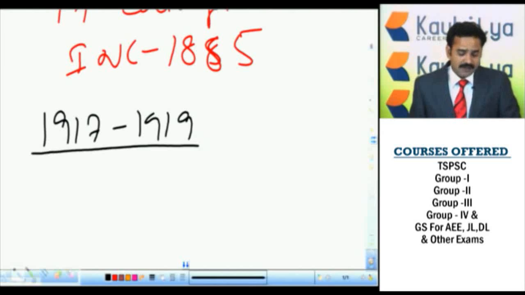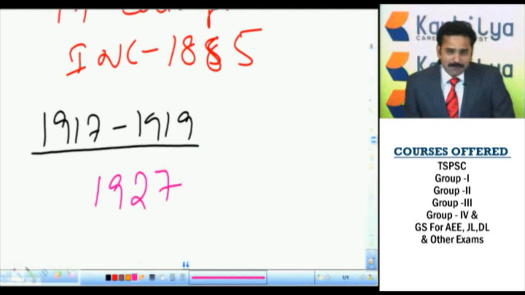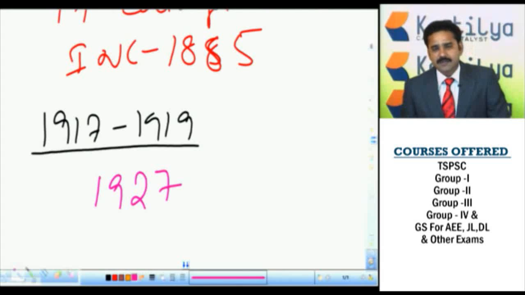After that, the Congress party passed a resolution in the year 1927 which declared that the basis of the future Indian constitution must be a declaration of fundamental rights. This was the historical demand made by the Indian National Congress leaders regarding the fundamental rights.